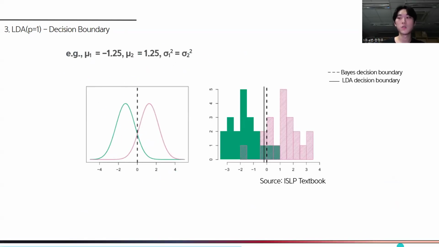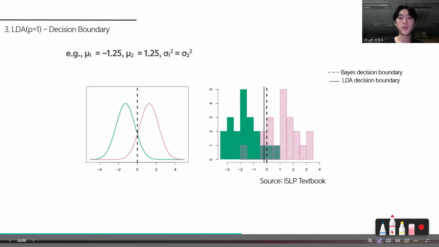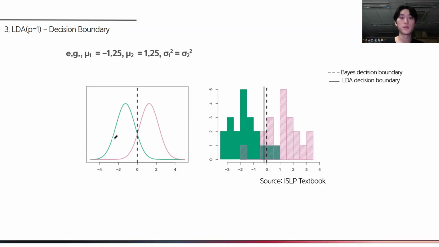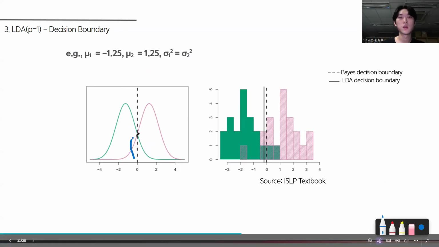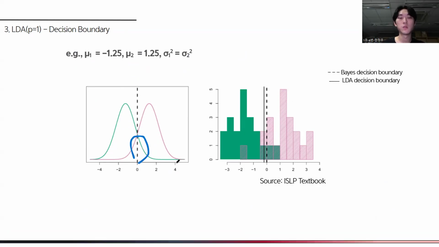The left side of the figure displays two one-dimensional normal density functions. The dashed line is the Bayes decision boundary. The class of an observation becomes uncertain in the region where the two densities overlap. In the case where pi 1 and pi 2 are 1/2, we use this equation.